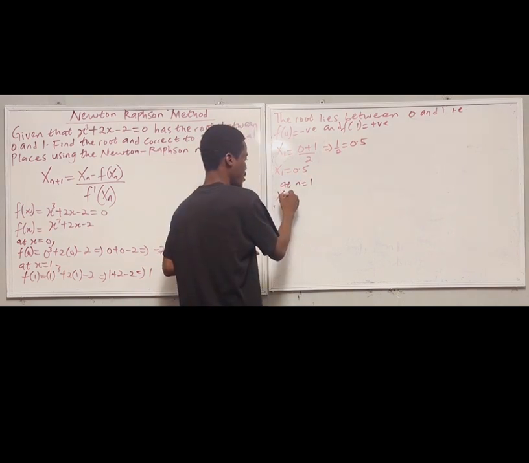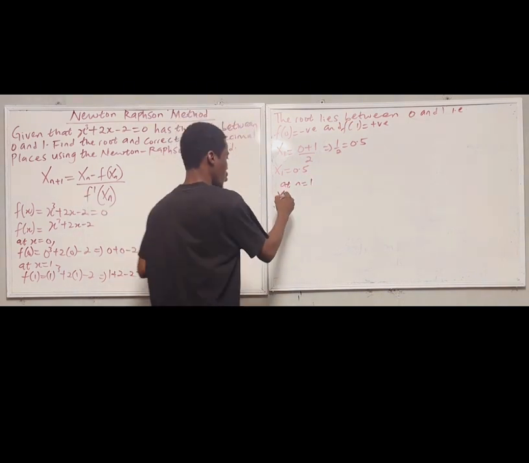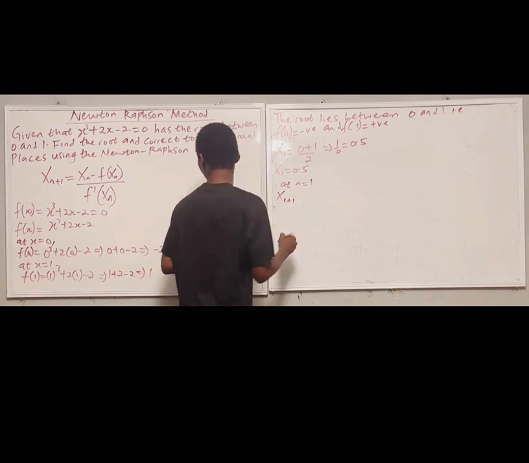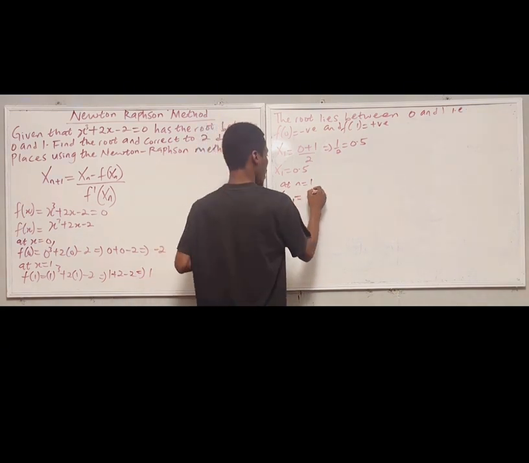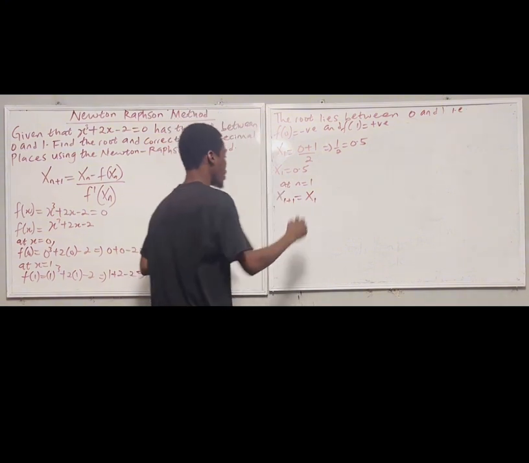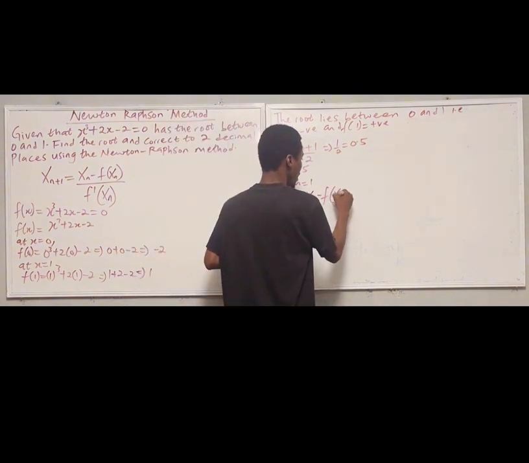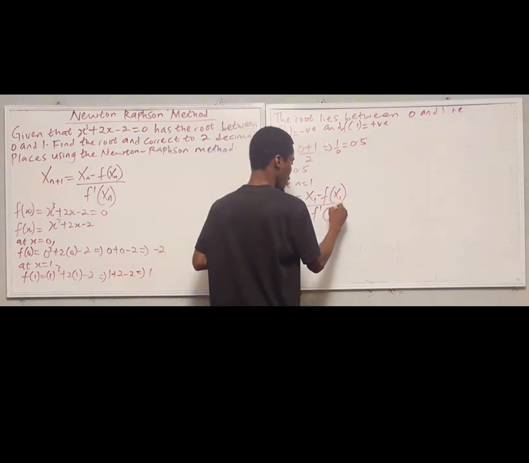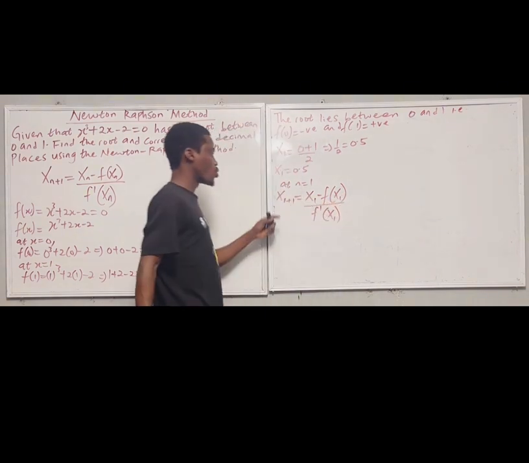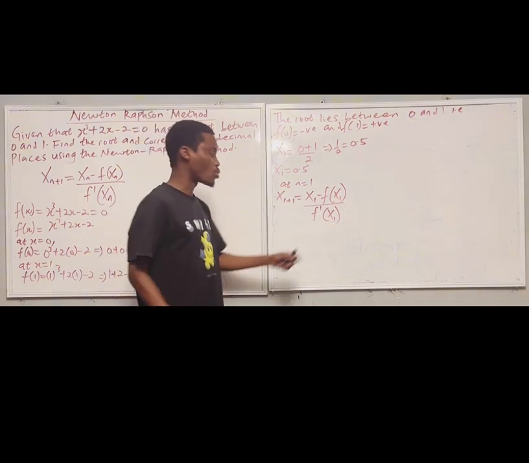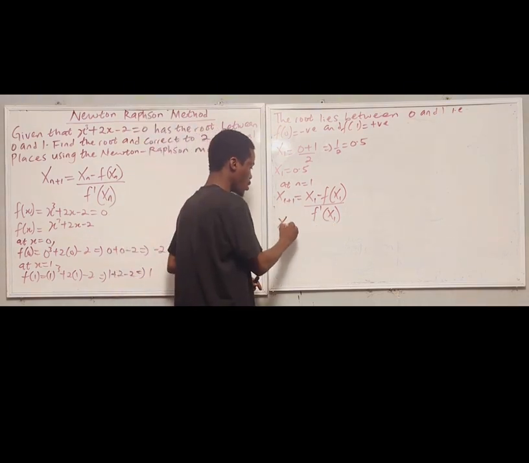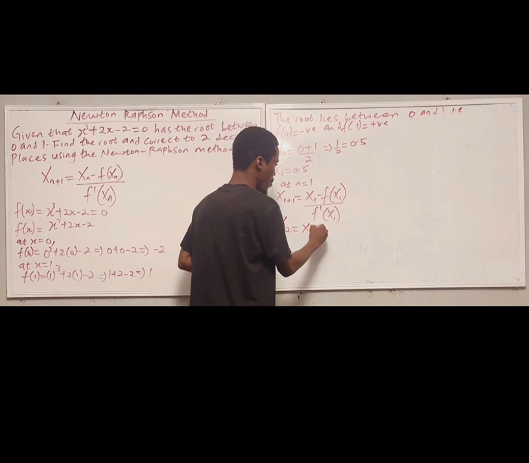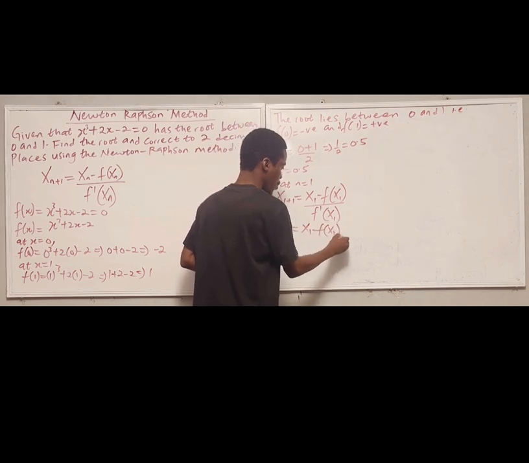So I'm going to have x_{n+1}: 1 plus 1 is equal to x_n at n equal to 1, then minus f of x1 all over f prime of x1. So for me to get my x2, I consider this formula: 1 plus 1 is 2, so x2 is equal to x1 minus f of x1 all over f prime of x1.